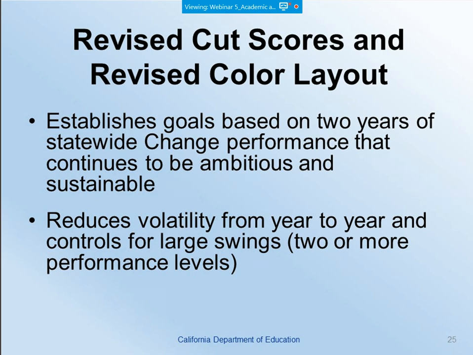So the revised cut scores and color layout are establishing new goals based on the 2 years of statewide change performance data that we now have. And those levels are ambitious and sustainable. They reduce volatility from year to year, and they control for the large swings that we just saw, where schools would jump or fall 2 or more performance levels from one year to the next.